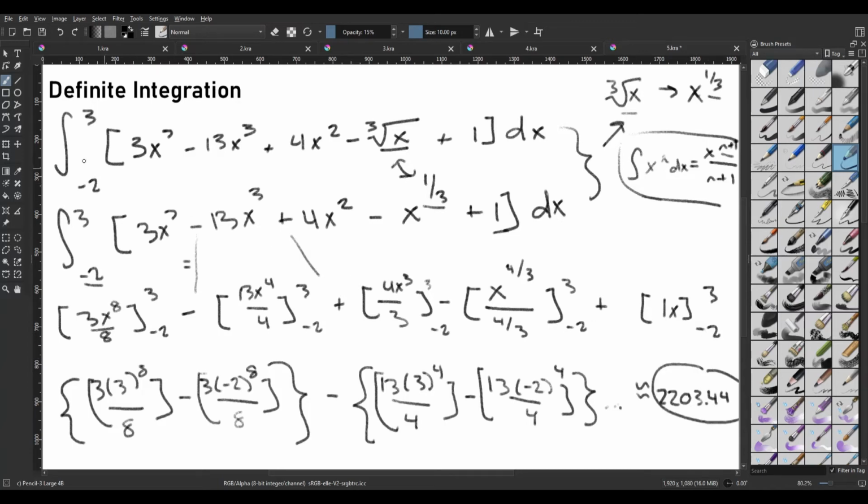So if we were to graph this function, we'll call this f of x equals this entire function here. If we were to graph that and then find the area under the curve from negative 2 to 3 on the x-axis, this would be the area under that curve. And that's exactly what we did here.